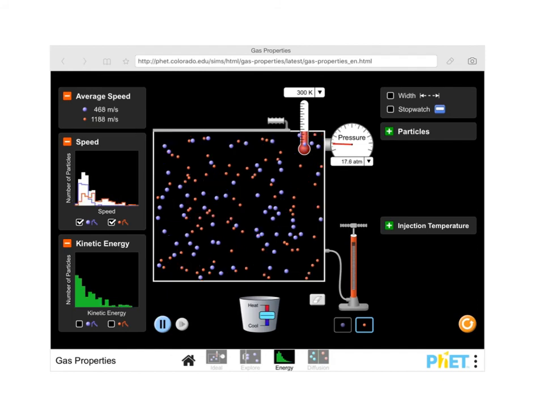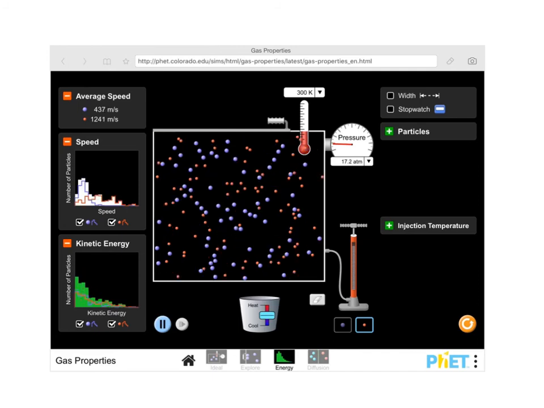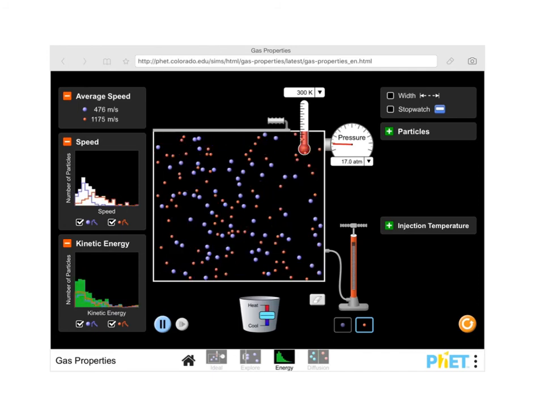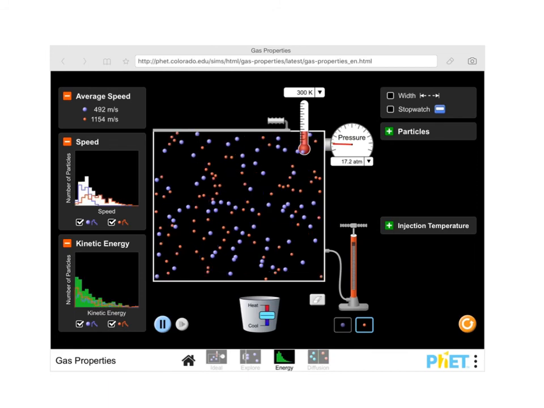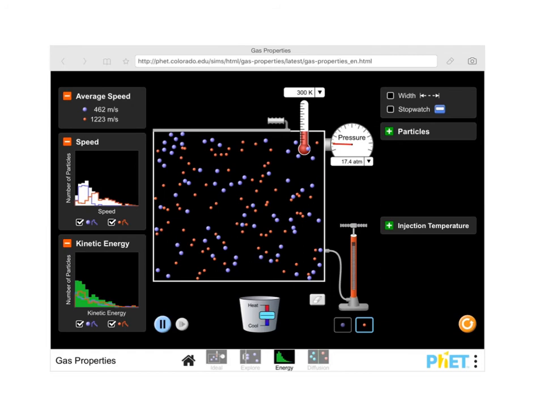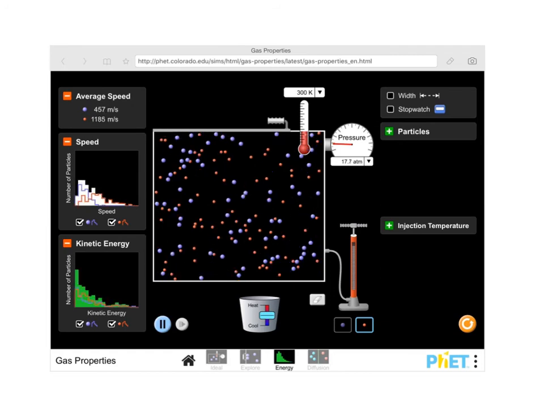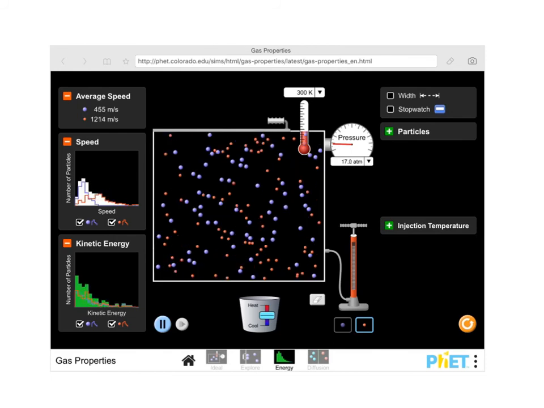If I look at the kinetic energies, because I have a small sample here, they're fluctuating somewhat, but you can see both samples of gas are in the same container, they're at the same temperature, and so they have the same average kinetic energies. It's just that in order for that to be true, the lighter ones, the red ones, have to be moving faster.